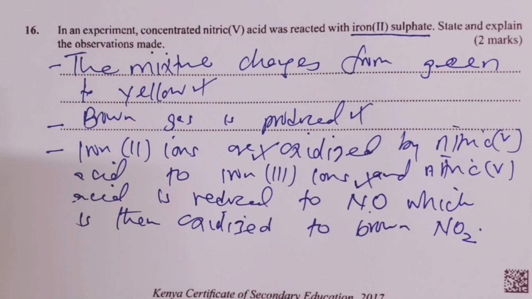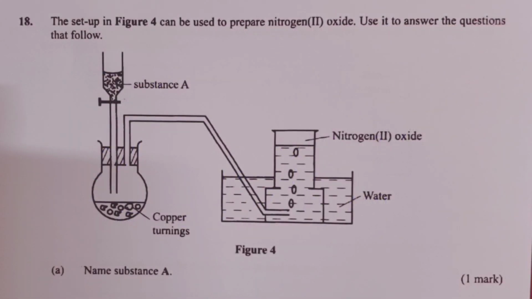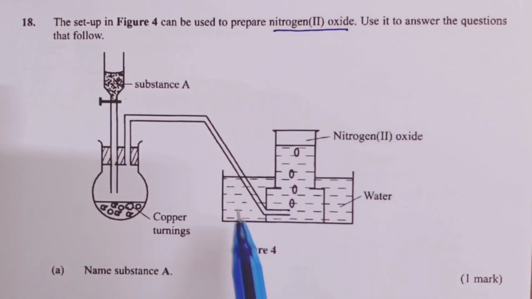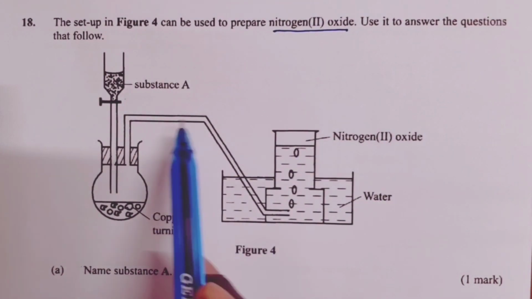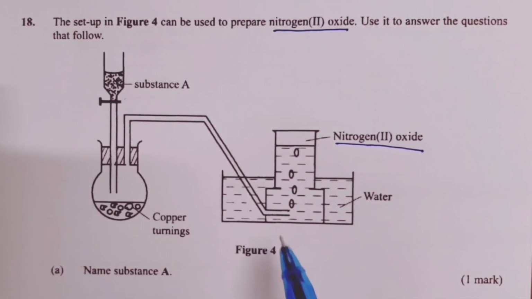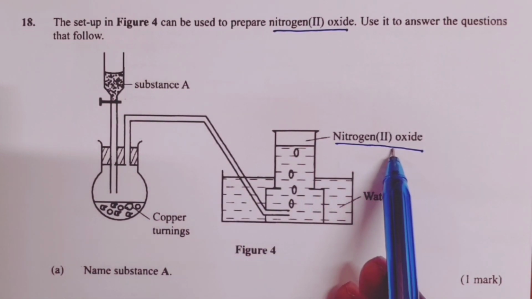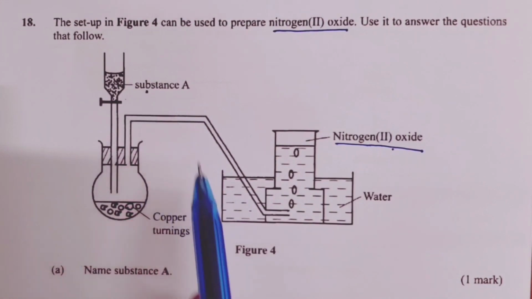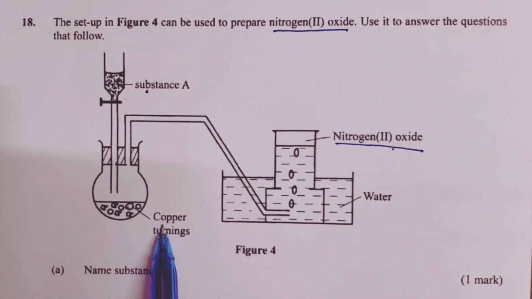Now to question number 18, again coming from nitrogen and its compounds. Question 18, we are preparing nitrogen 2 oxide as shown in the diagram below. So we have substance A, copper turnings, and then we have nitrogen 2 oxide being collected over water. A candidate should know that to prepare nitrogen 2 oxide, we need 50% nitric 5 acid here and copper turnings in our round-bottomed flask.